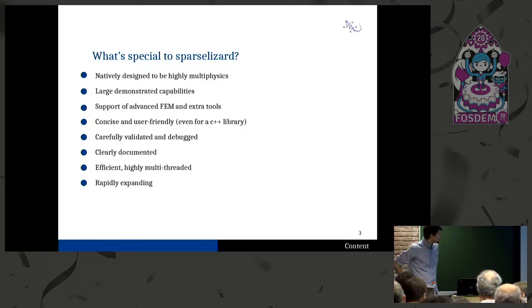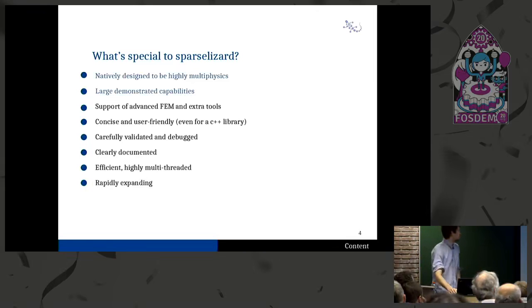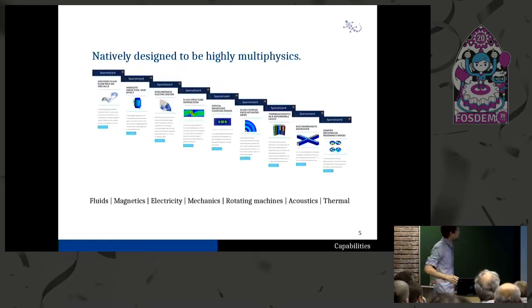It's also clearly documented and quite efficient. You can run it on 32 cores and get a nice speed up, and it's very rapidly expanding. All the examples that I will show, half of them have been added last year. So let's first start with what it's able to do. So this is half of the examples.